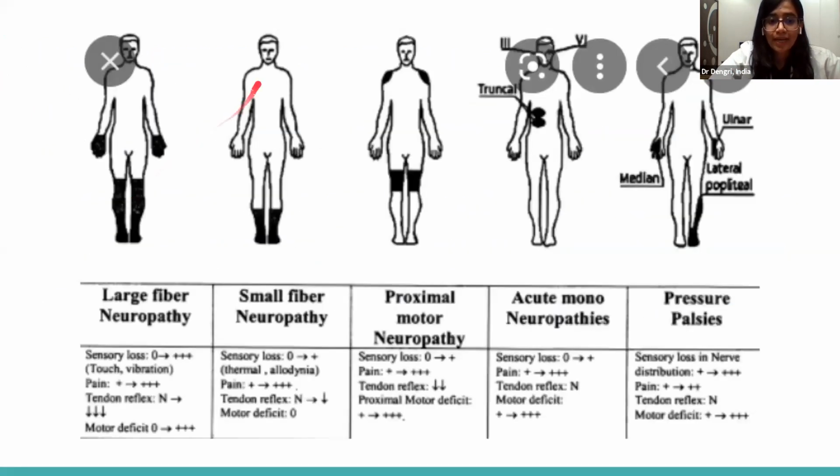So these are the types of peripheral neuropathy. Large fiber neuropathy presents with this distribution. Small fiber neuropathy with this distribution. Proximal affects the proximal sites. Then we have acute mononeuropathies, which have specific areas, and then we have compressive neuropathies.